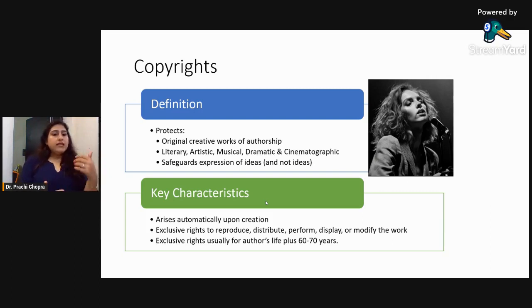I'm talking about India right now. In the form of copyrights, you get protection for the author's life plus 60 years in the case of literary and artistic works, and in the case of musical, dramatic, and cinematographic works, it's usually 60 years from the day on which the copyright arises. It's not from the end of the person's life. So there is a little difference in this. So these are the 3 different types of intellectual property rights.